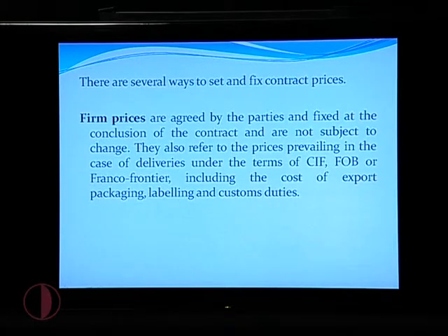There are several ways to set and fix contract prices. Firm prices are agreed by the parties and fixed at the conclusion of the contract and are not subject to change. They also refer to the prices prevailing in the case of deliveries under the terms of CIF, FOB or Franco-frontier, including the cost of export packaging, labeling and customs duties.